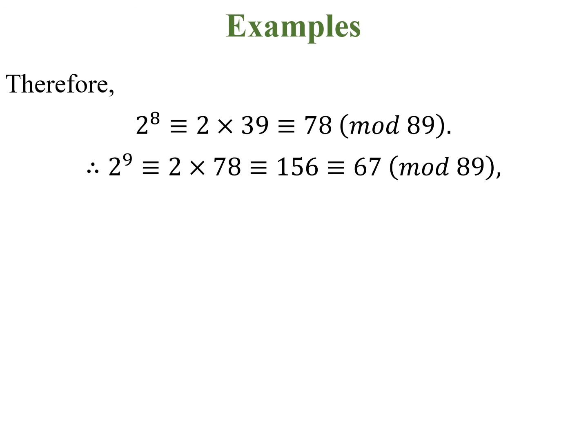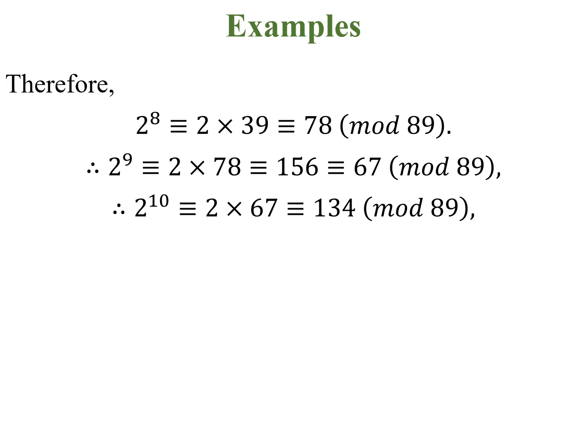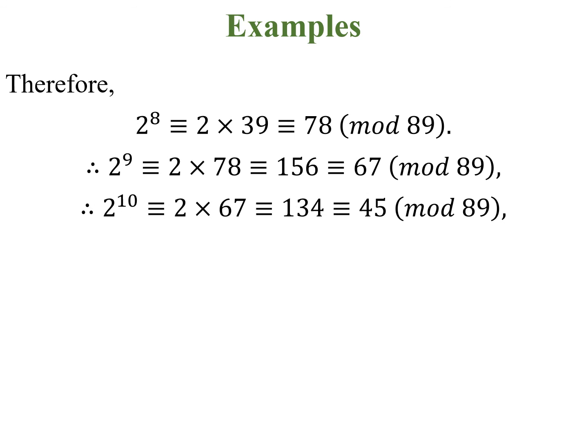Okay. Now go towards 2 raised to 10. 2 raised to 10 is 2 times 2 raised to 9. 2 raised to 9 is congruent to 67. So it will be congruent to 2 times 67 modulo 89. 2 times 67 is 134, so it will be congruent to 134 modulo 89. Again it is greater than 89, so subtract 89 from 134, you get 45. So 2 raised to 10 is congruent to 45 modulo 89.